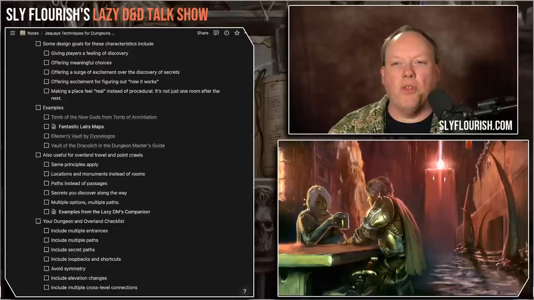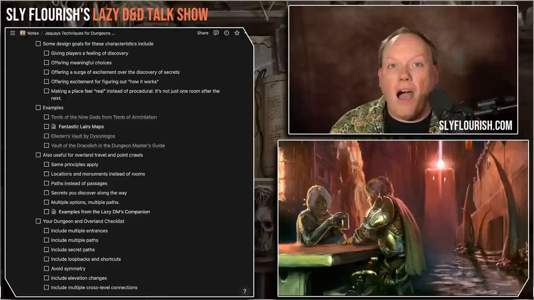The reason why we want to do this kind of thing is it gives players a feeling of discovery, that while they're exploring a dungeon, they get this feeling that they're starting to crack the design. They're beginning to understand it, but it's complicated enough that they're not going to understand it right away. If you have a sequential dungeon, if you have five rooms connected by four hallways, they're going to understand how that works. There's only one path and they're going to know what it looks like.